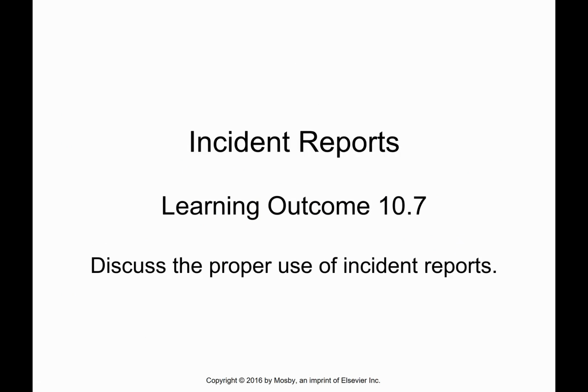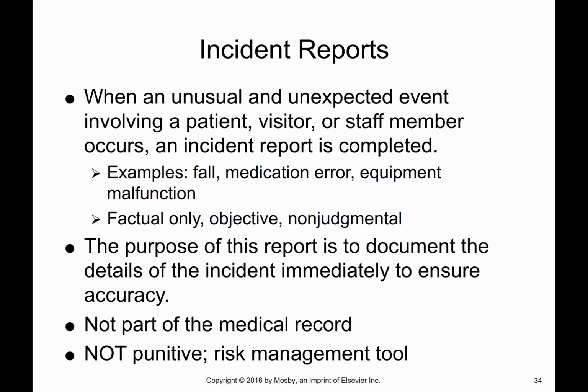Now, the last thing we're going to cover in this chapter is incident reports. This is documentation, but this is also not part of the patient's chart. An incident report is a report of an unusual or unexpected event, like a patient falls out of bed, or you gave the wrong medication, or something like that. It's documentation of that event. It's not part of the chart. It is for quality improvement and risk management efforts.